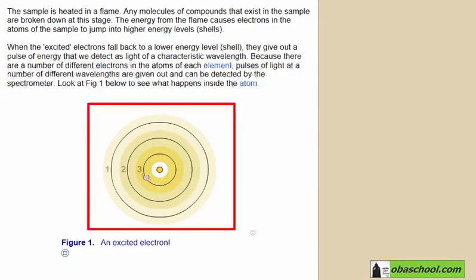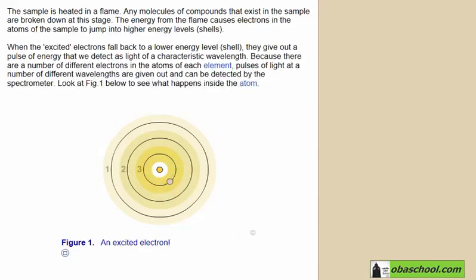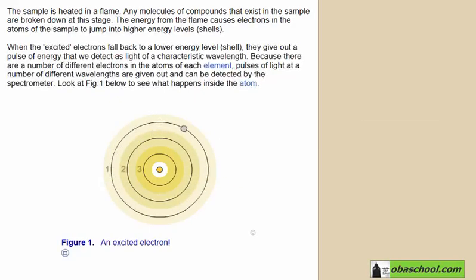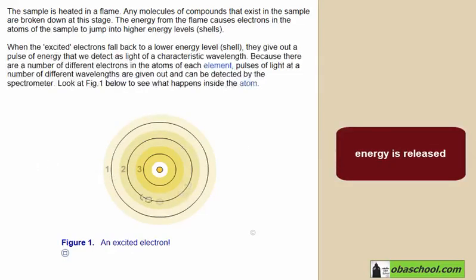This is an atom, and this is an electron in one of the energy levels. Let's move this electron to energy level number 2. Because it moved to an energy level which is far from the nucleus, energy is absorbed. If we move it to energy level 1, energy will be absorbed as well. Whereas, when it falls to a lower energy level, for example from 1 to 2, energy will be released. From 2 to 3, energy will be released as well.